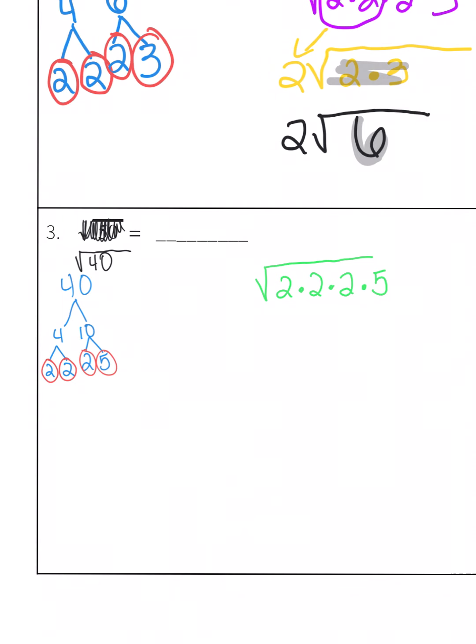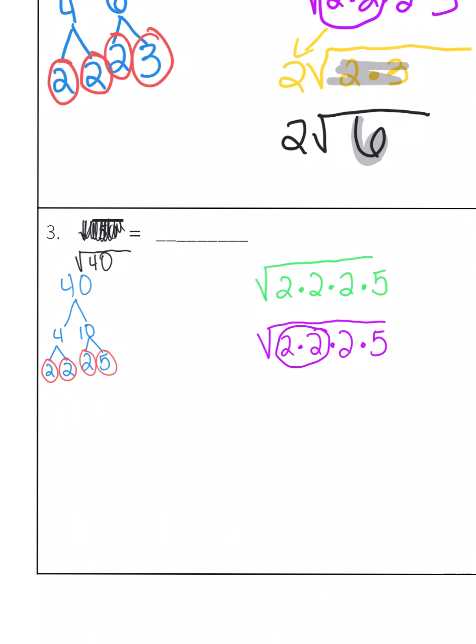Next step, circle any pairs, and I like to rewrite it, you guys, just so I can see each step. So we have 2 times 2 times 2 times 5. All right, I'm going to circle any pairs. Whoop, I got 3 2s, but only one pair.